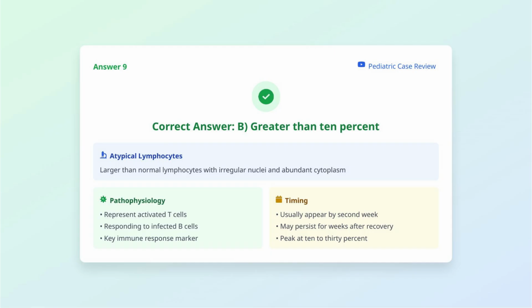While the presence of atypical lymphocytes is supportive of the diagnosis, they are not specific to infectious mononucleosis and can be seen in other viral infections as well.